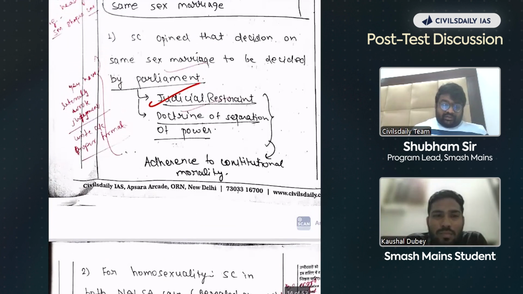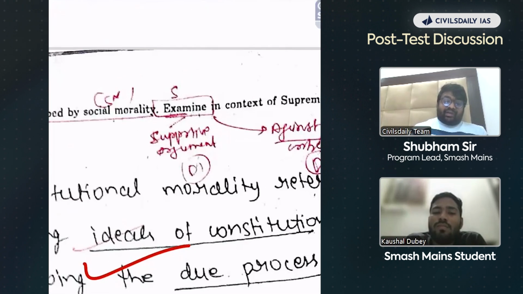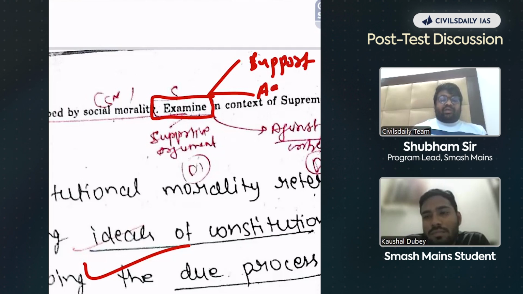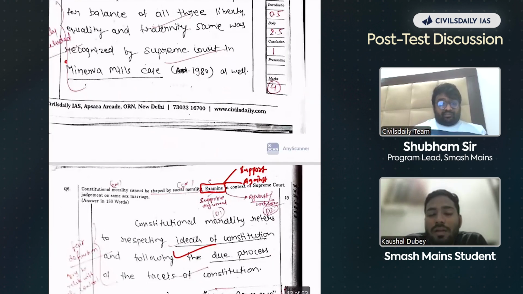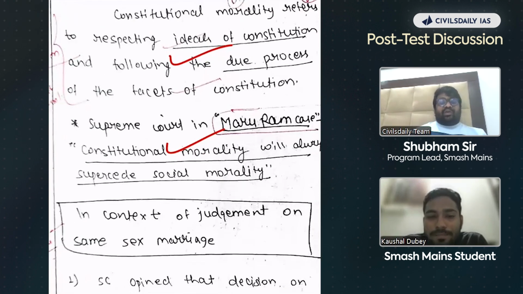But see, the points you have written are good. But again, what we have said, what is the demand of the question? Examine. That means arguments in support and arguments against. Okay, and there should have been at least something in favor of social morality also. Yes, because without social morality, there can't be legitimacy of constitutional morality.